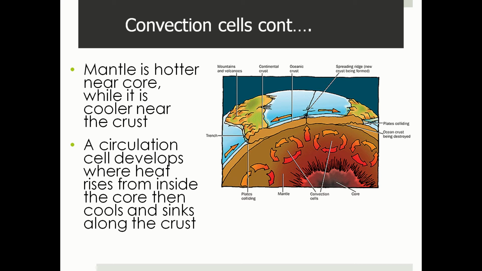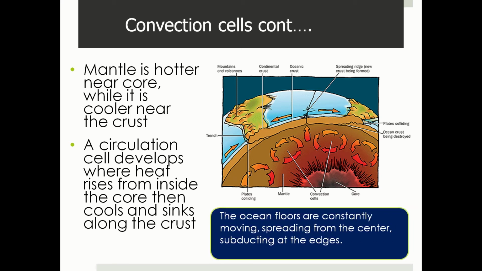The asthenospheric material increases in density as it cools and becomes denser than the material around it, resulting in sinking of the material. It then gets rewarmed when it descends enough to get closer to the core. This process is continuous as the ocean floor is constantly moving.